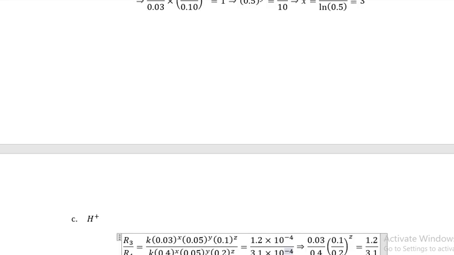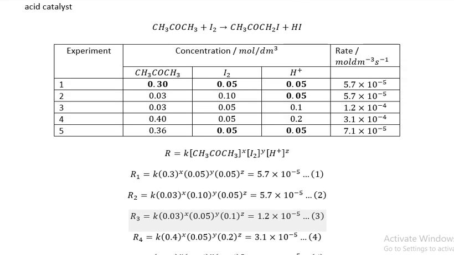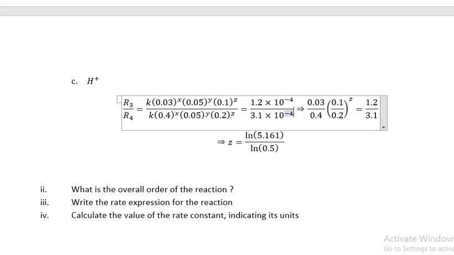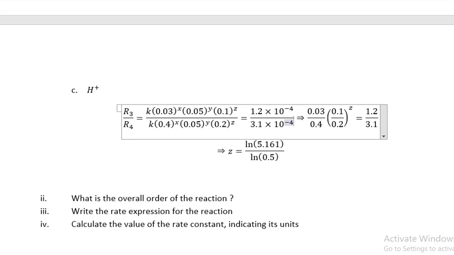So rate 3 and rate 4: rate 3 has 0.03, rate 4 has 0.4. Because I think there should be a problem with this value here. Anyways, let me punch again. 1.2 divided by 3.1, it gives us this value. We have to multiply it with 0.4, then we divide it with 0.03. Yes, I think I have 5 point. So everything on the right hand side will be giving me 5.1.